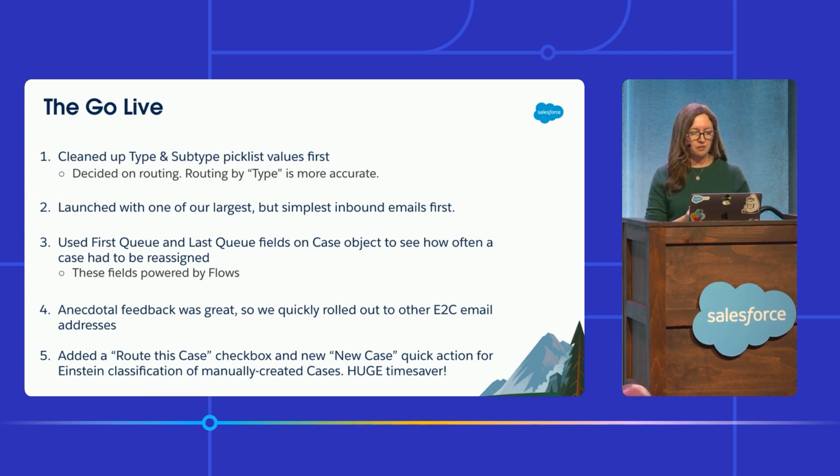But once we did that, we were able to turn on Einstein classification. We started with one of our largest but simplest inbound email channels first. So when I built the model, I was able to limit which cases it was choosing the type and subtype for with just that channel. We also had a couple fields on the case object that we had had for a long time, but they were really useful for this project. These fields are powered by Flow.